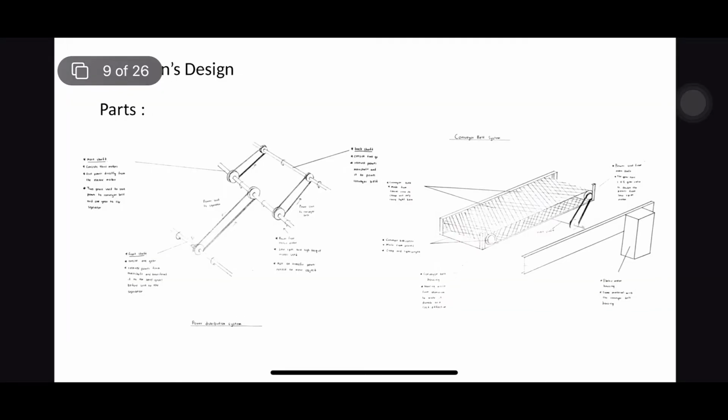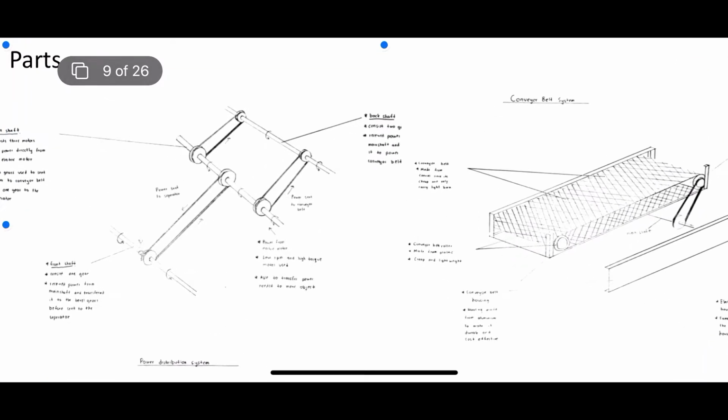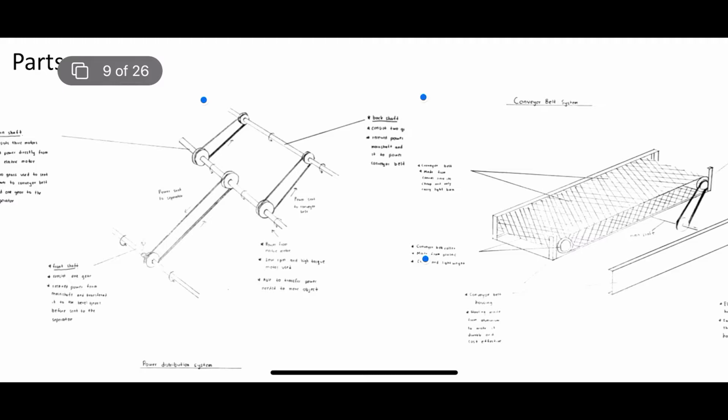So we're moving to Faiq Idlan's design. This is the power distribution system. As you can see, we have the main shaft, back shaft, and the front shaft. The main shaft is where the power is distributed from the motor to the shaft, and then it will be distributed to the back shaft and front shaft. The back shaft will power the conveyor belt and the front shaft will power the separator.